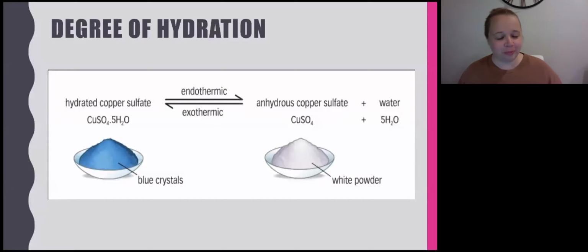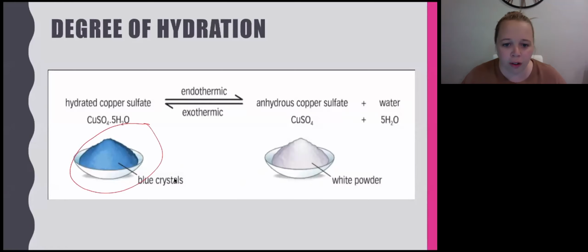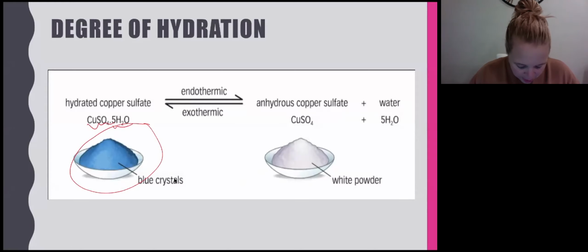Hi girls, in this video we're going to be going through how to figure out the degree of hydration and what that means. A lot of the time our compounds, particularly ionic compounds, like to absorb water. You can see here in the picture that we have what we call hydrated copper sulfate over on the left, and that means that it's copper sulfate, but there's about 5 water molecules bound to each one of the copper sulfate units on average throughout, and it appears to be blue.